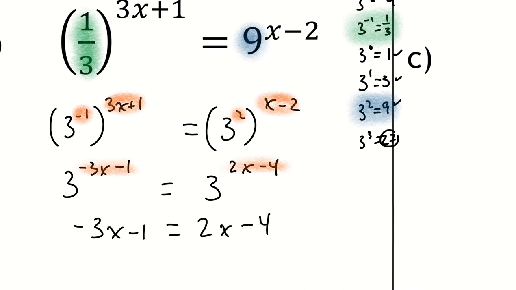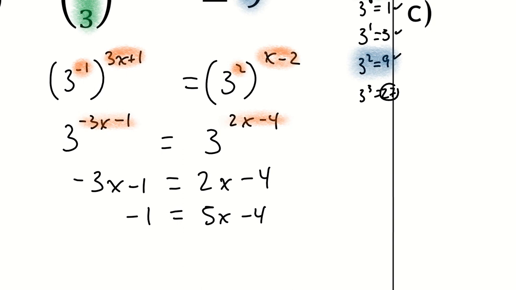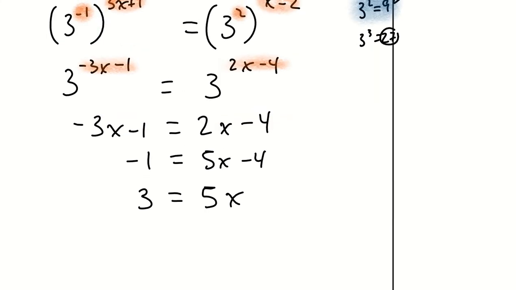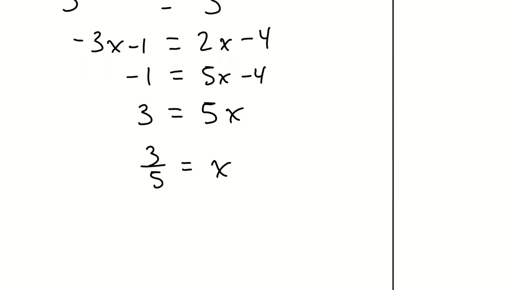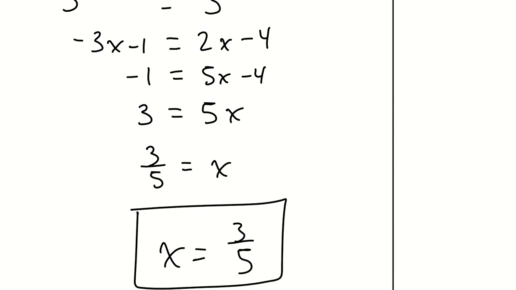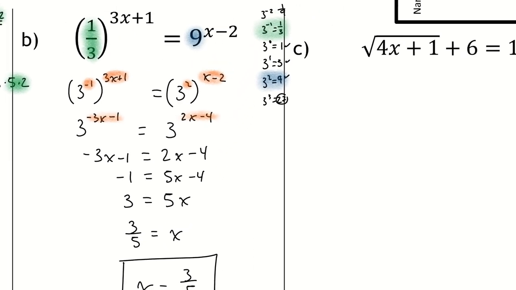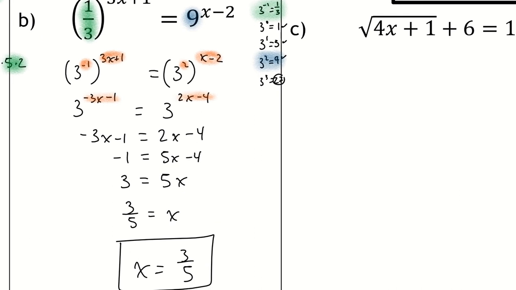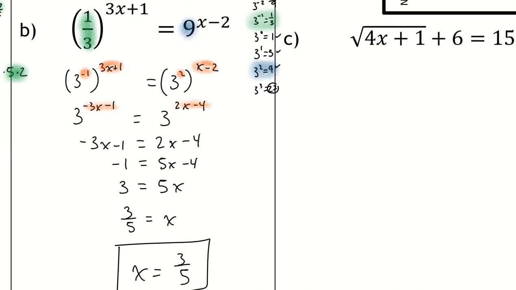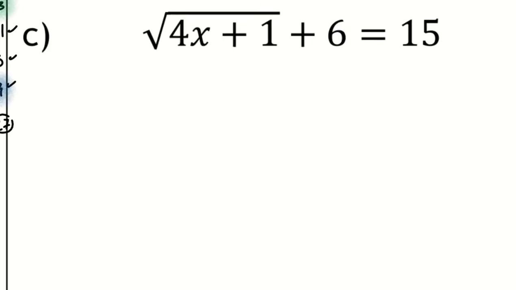If I add 3x to both sides, I can get negative 1 is 5x minus 4. If I add 4 to both sides, negative 1 plus 4 would be a 3 equals 5x. And then finally, if I divide both sides by 5, division property of equality, I get 3/5 is what x was, or I can write down below that x is 3/5. So that is my answer to part B. And if I plug 3/5 into the left and right hand side, I really will get two values that are identical to each other.